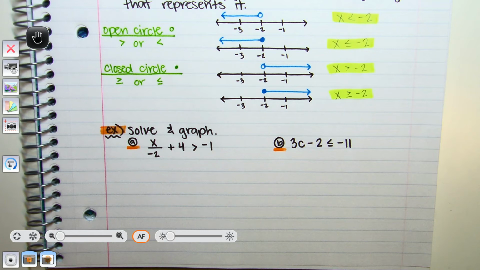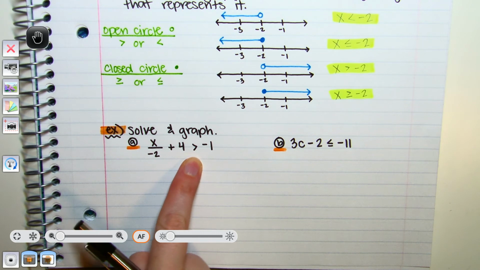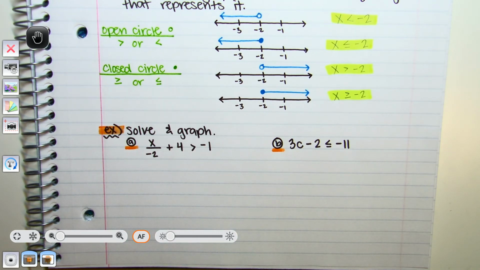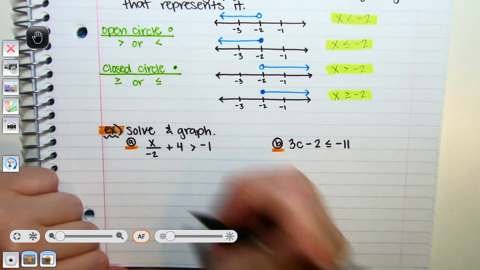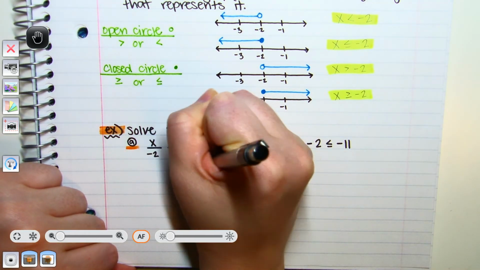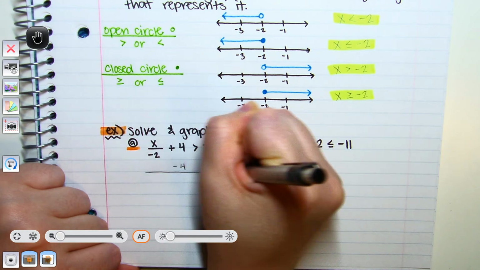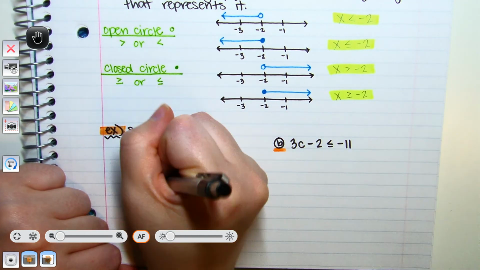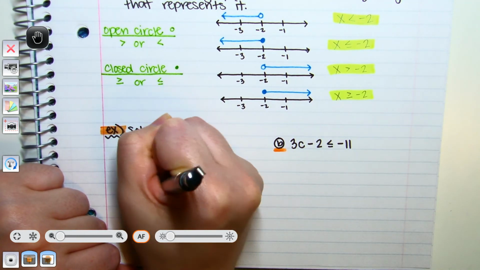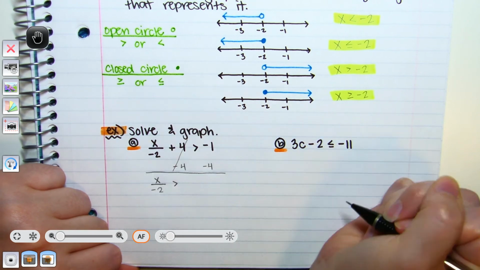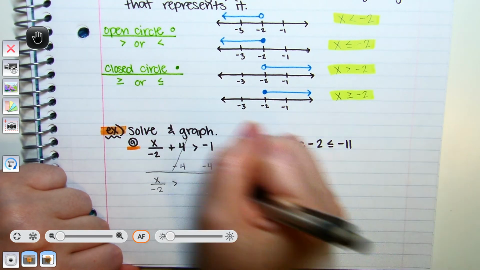All right, let's get started on example A. The first thing I'm going to do to get my x by itself, we're going to treat this exactly like the equations when it was an equal sign instead of an inequality. We're going to treat it exactly the same way in terms of how we solve and get the x by itself. So the first thing I'm going to do is subtract 4 from both sides. So now I'm going to have x divided by -2 is greater than -1 minus 4 is -5.